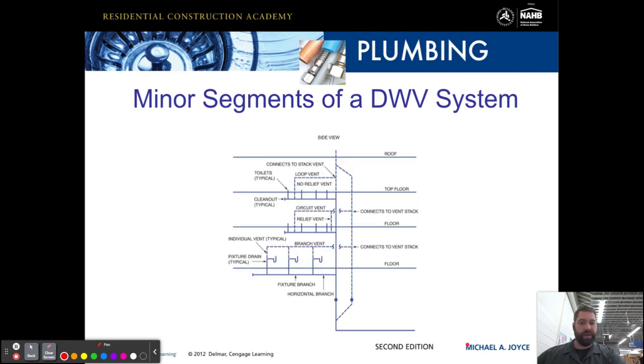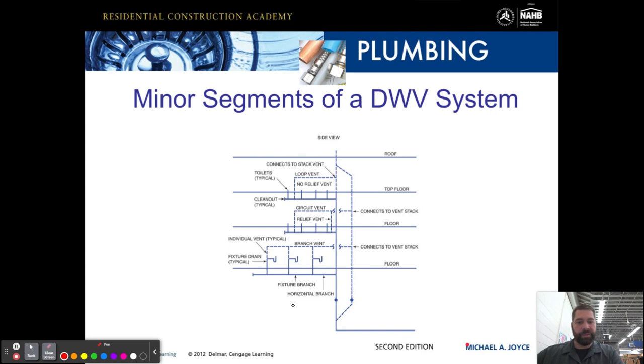So here we can see that we have different vents, and these are the minor ones. When we come up, we already went over what this one is, and then we have this one venting to the roof, that's one of the major systems. And then we have a loop vent here, and a typical cleanout for toilets. Here we have a circuit vent, a relief vent, which connects to the vent stack. Here we have a circuit with an individual vent, a branch vent, and that connects to the vent stack.